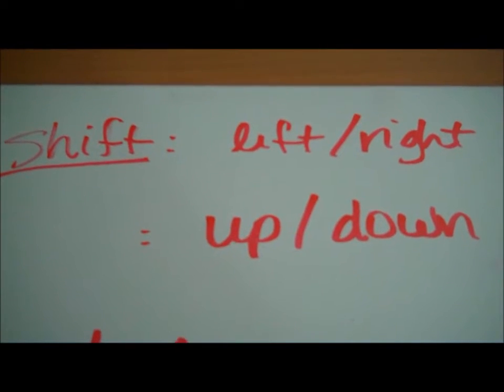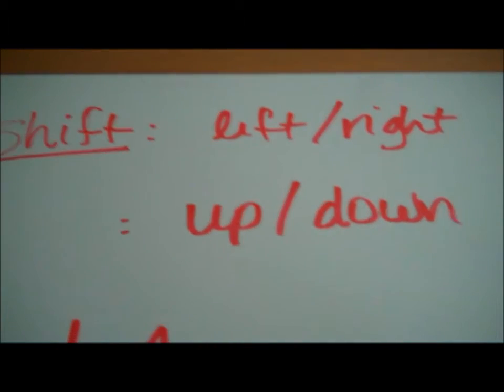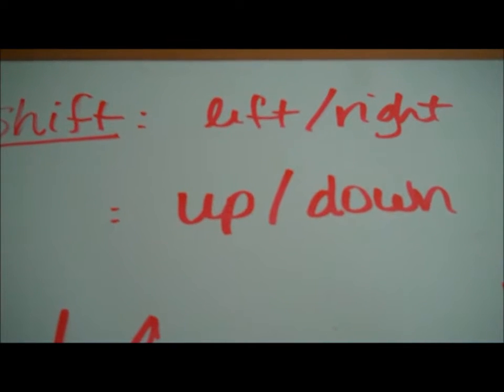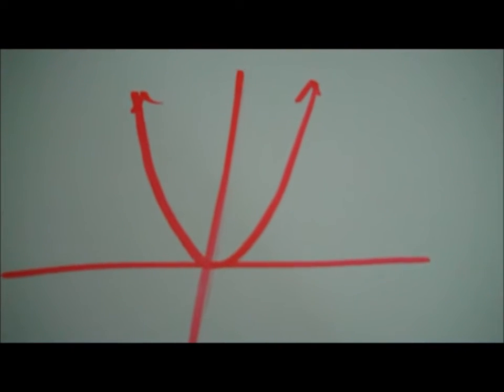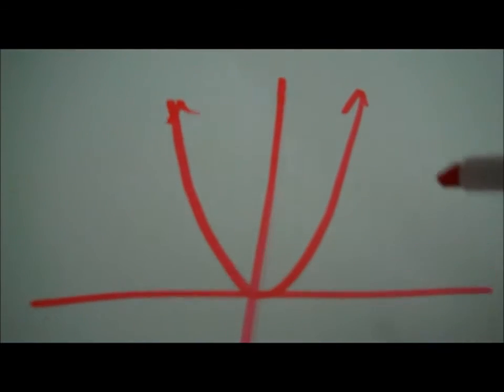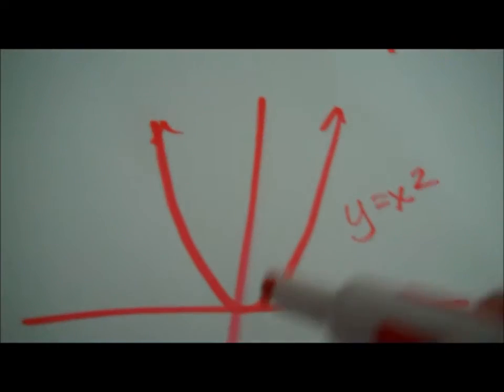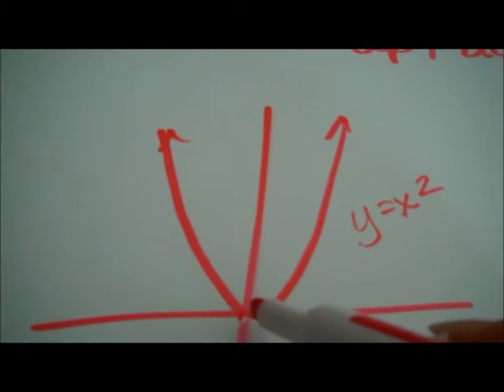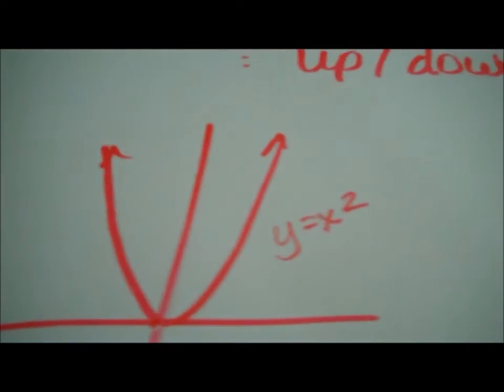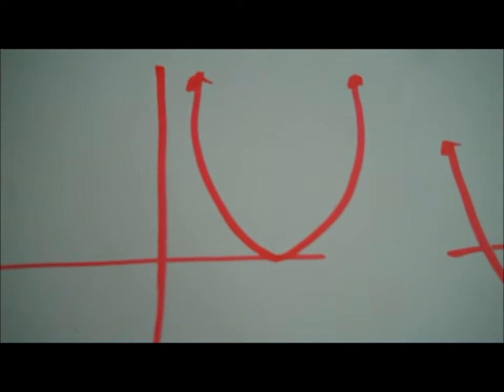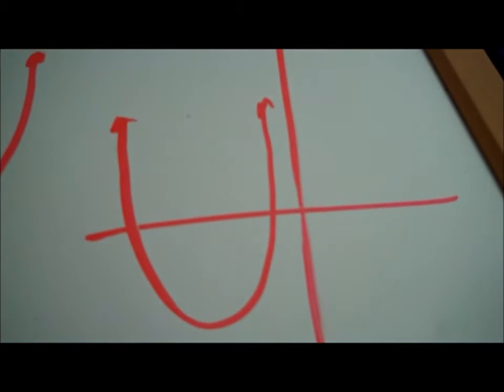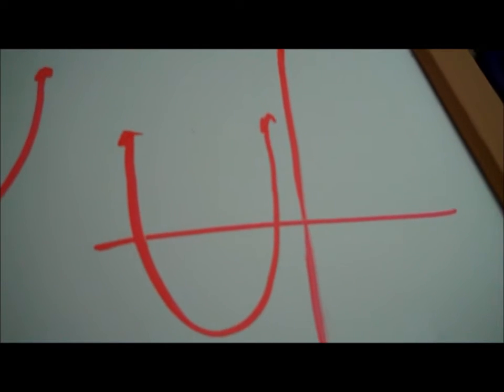Parabolas do a couple of different things. They can either shift left or right, or they can shift up and down. Now our basic quadratic formula looks just like this-ish. Normally the basic is just y equals x squared. It starts at the center, the vertex is at 0, 0, and it goes up. They can shift left or right. This one is shifted right. This one is shifted left and down.